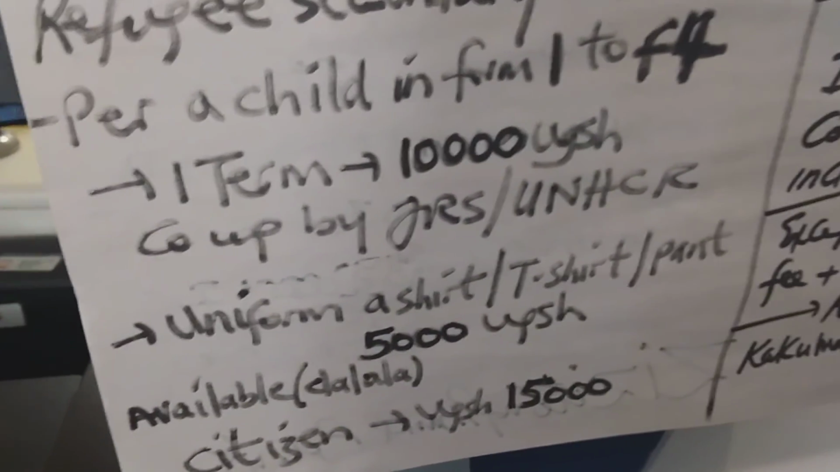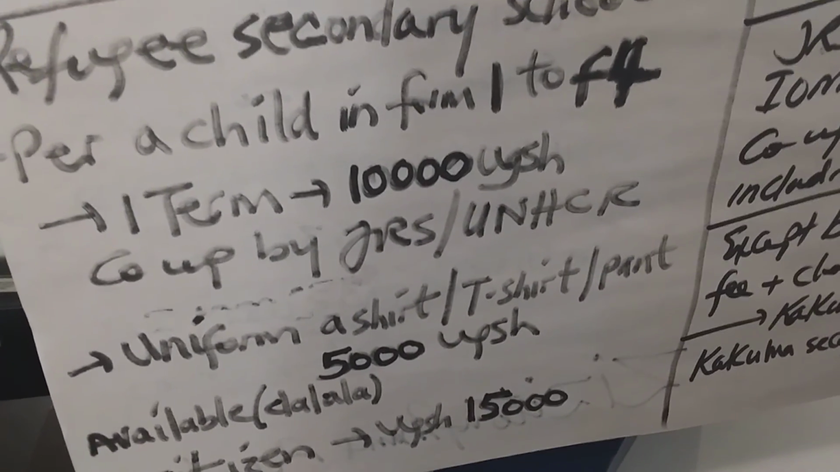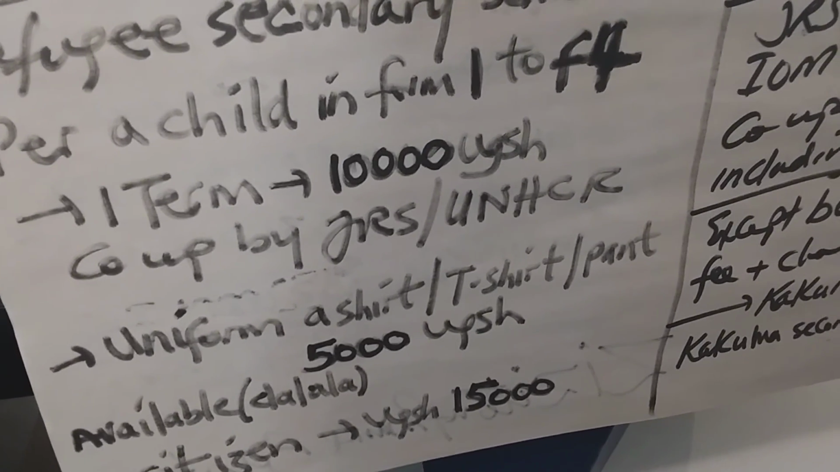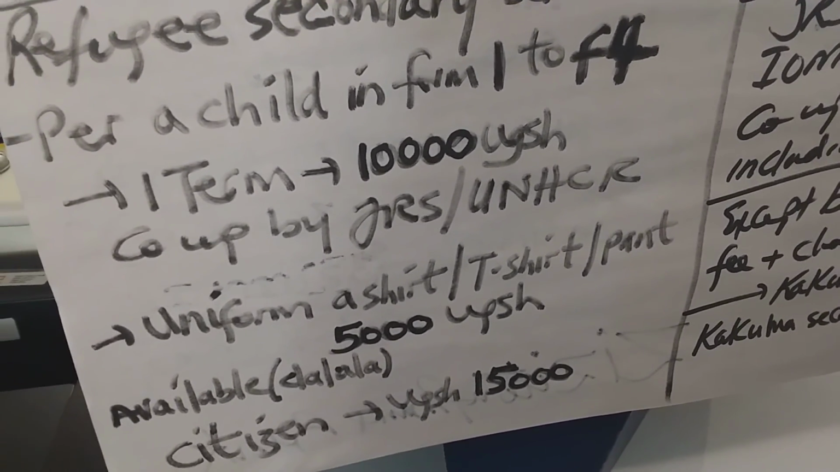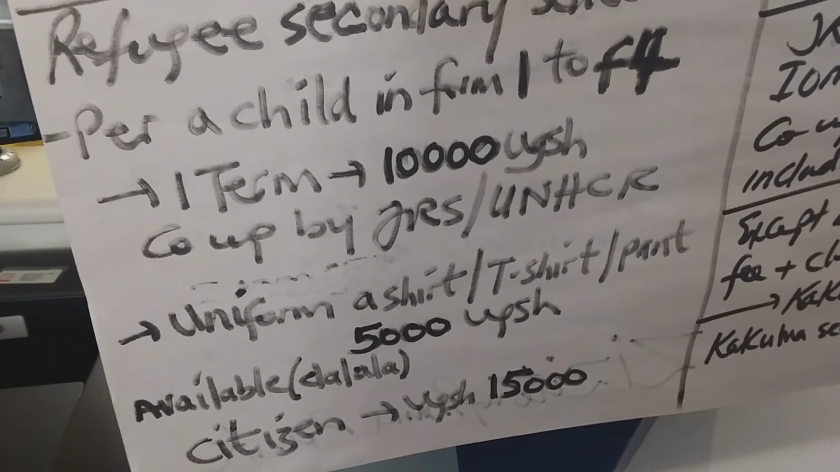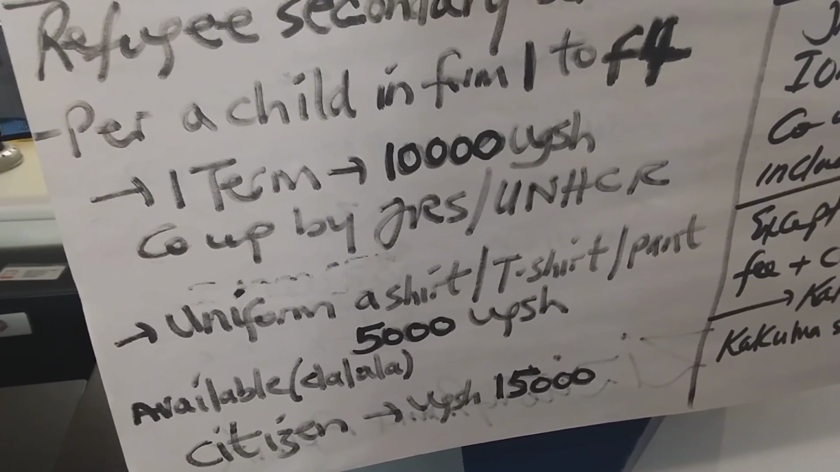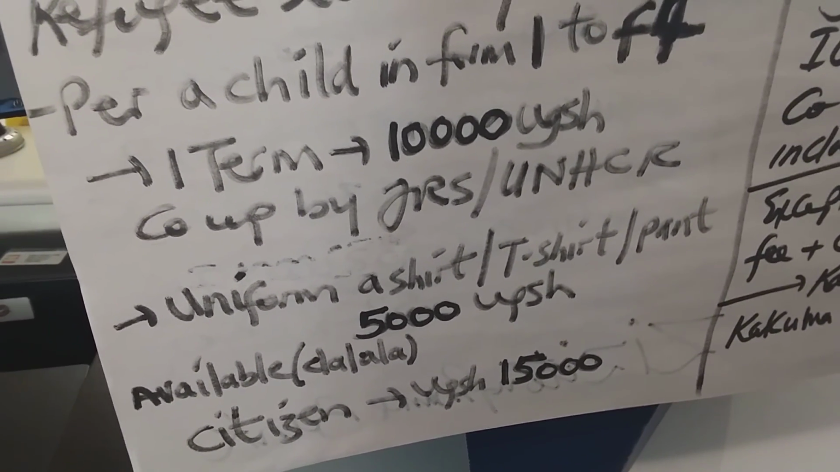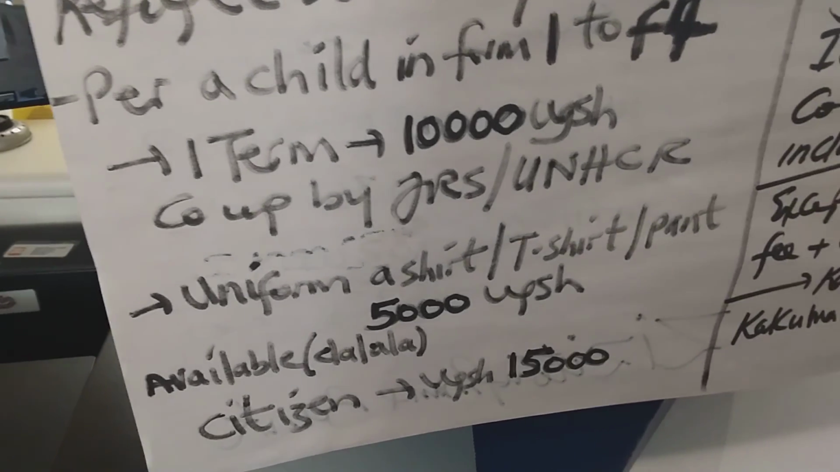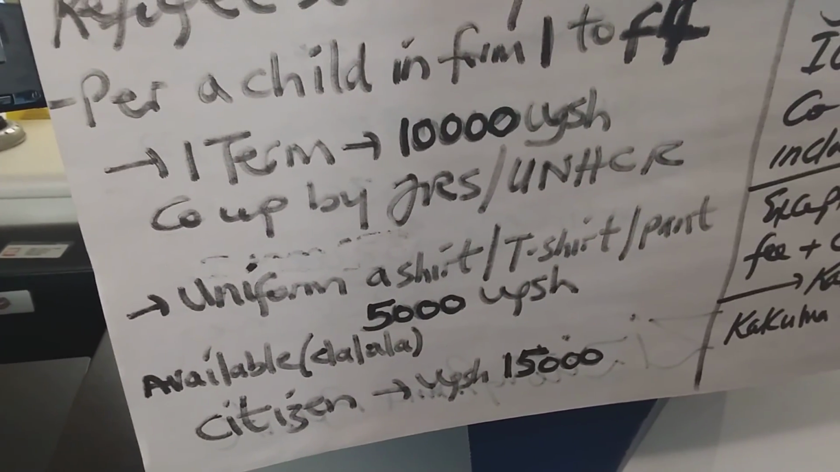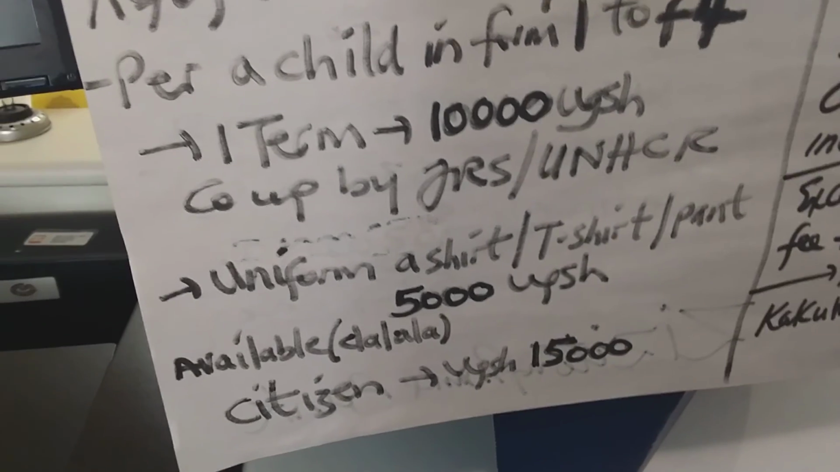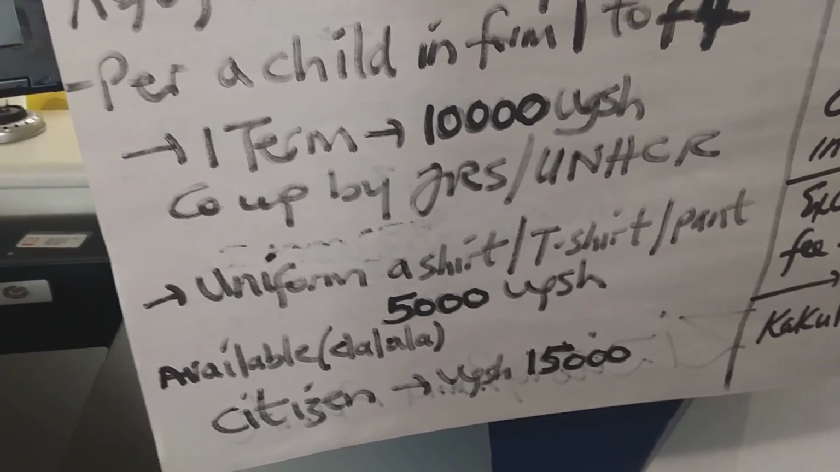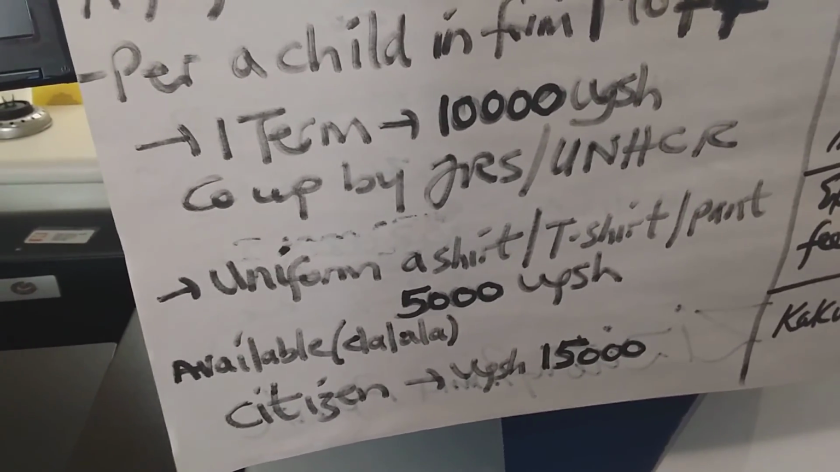Okay, uniform and shirts, t-shirts, pants. Then the underwear and those things, school bags, maybe 5,000 you pay for those ones. You get it from your market, but your parents can get you that with you. So available also, dalalas, those things you can get from the dalala.